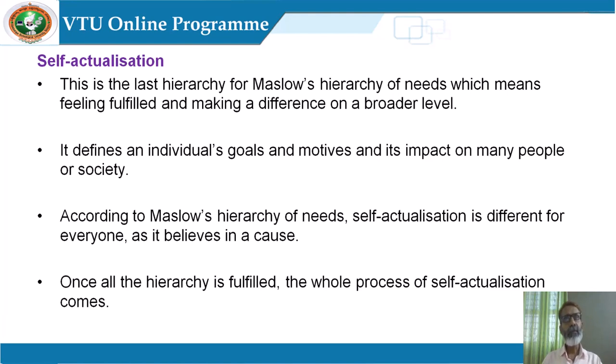But for someone, self-actualization could be money; for someone, it could be the goal they have set, and if they are able to achieve it, then it becomes self-actualization. Once all the hierarchy is fulfilled, the whole process of self-actualization comes into the life of any human being. So these are the five different levels of Abraham Maslow's hierarchy. Hope you all were able to understand Maslow's hierarchy of needs.